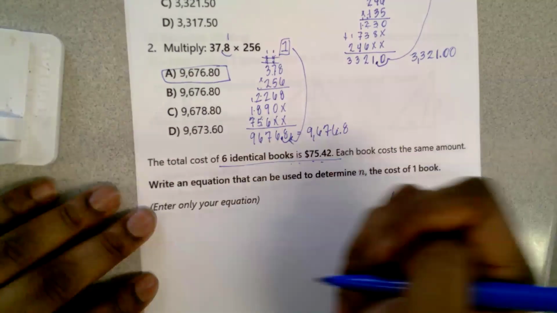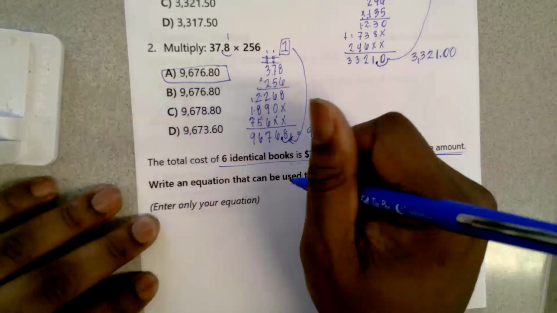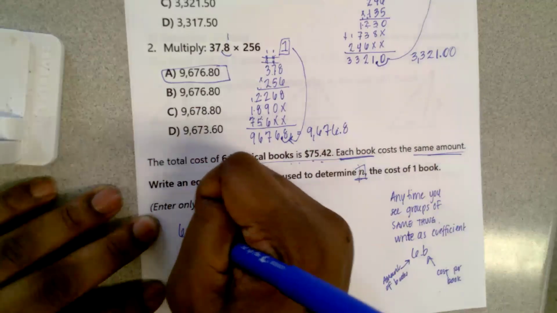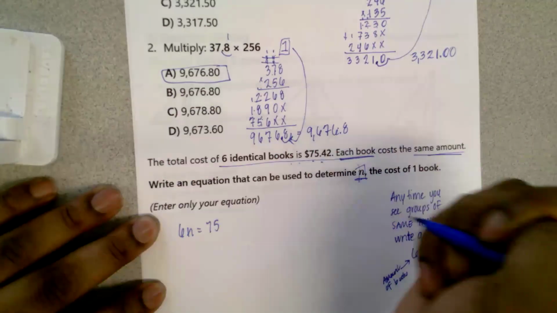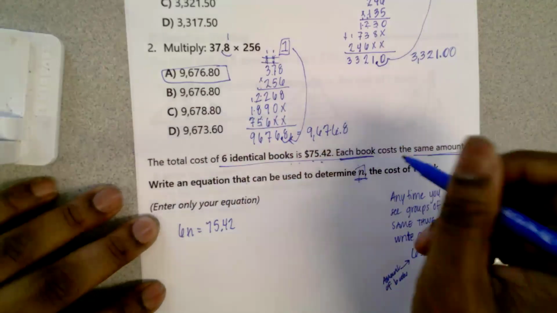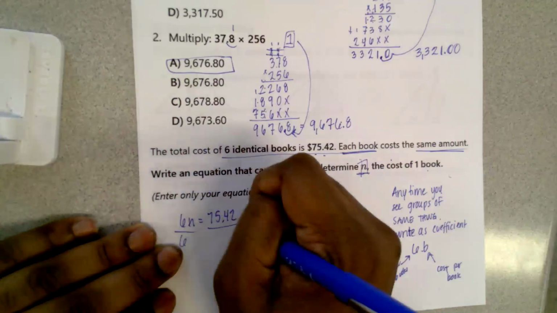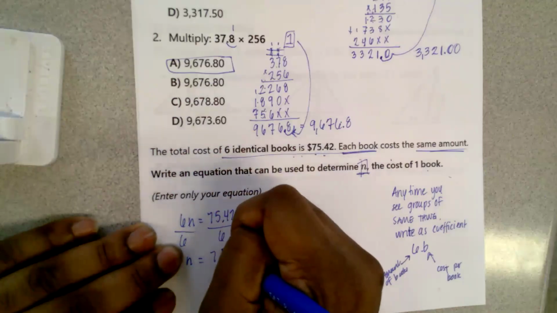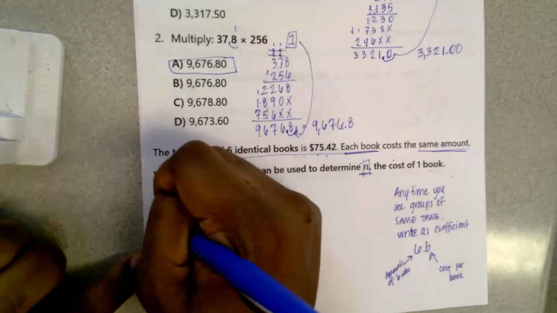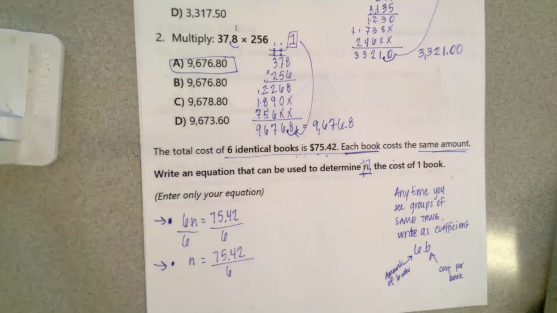However, the total is given, right? So we know each book costs the same amount. Write an equation that can be used to determine N, which is the cost. Here I put B, which is the cost, but so 6N equals $75.42. This equation can be used to determine the cost of one book, or if you divide both sides by 6, N equals $75.42 divided by 6. So you can use this equation or you can use this equation. Both equations can help you determine the cost of one book.